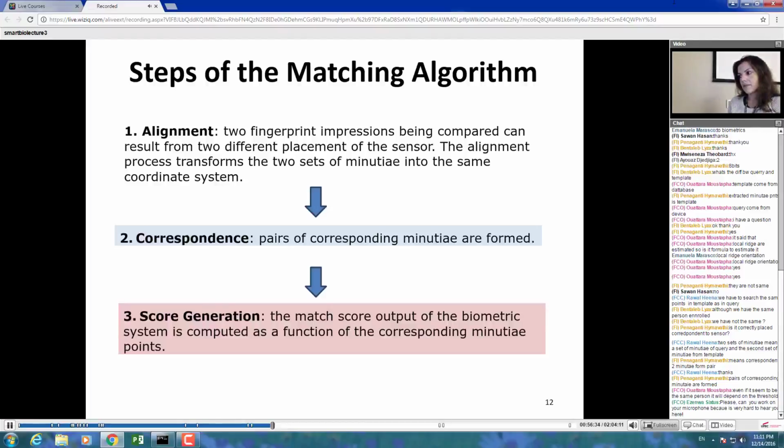So we don't do any visual match, right? We always extract minutiae, we output the match score, and then based on the threshold of the system, the decision will be made. If the match score is higher than the threshold, then the user will be accepted. Otherwise, it will be rejected.